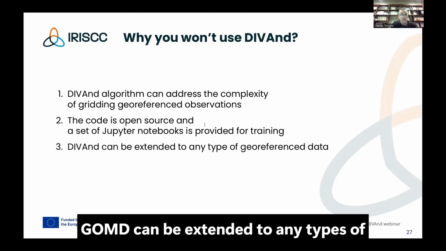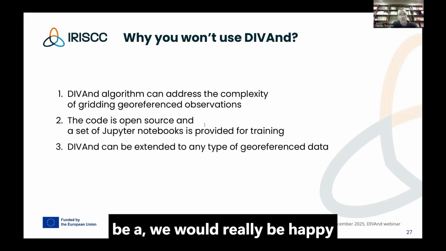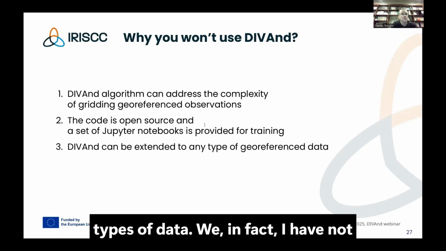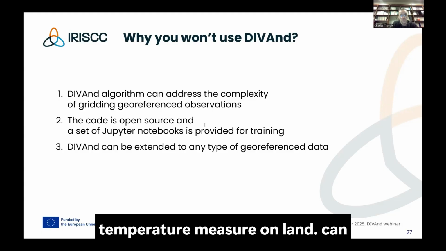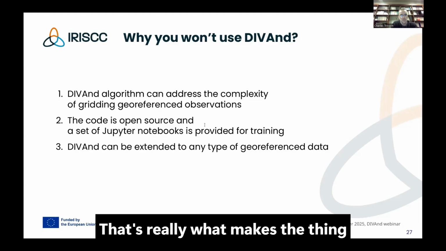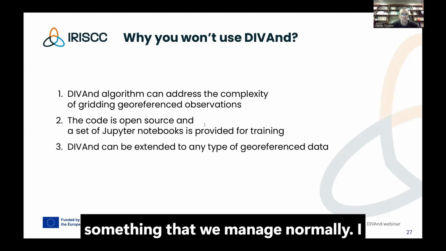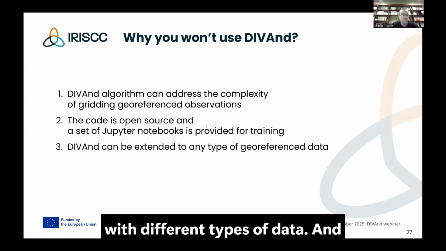DIVA-ND can be extended to any types of georeferenced data. We would really be happy to help you to use it with different types of data. In fact, I've not shown all the applications, but we could also have worked on temperature measured on land, or any types of measurement. That's really what makes the thing exciting, because always the ocean is something that we manage now, but I think we can get new challenges working with different types of data.